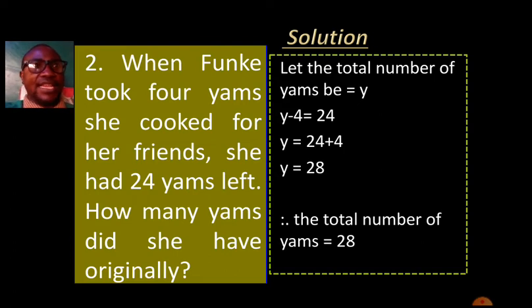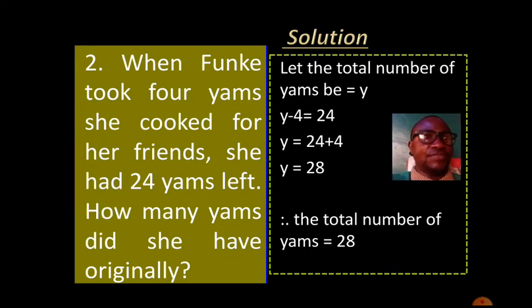So, you now say, let the total number of yams be y. That is the solution. We have y minus 4 is equal to 24. Are you getting that? Because we don't know the actual number of yams she has. Am I communicating? So, we have y is equal to 24 plus 4.